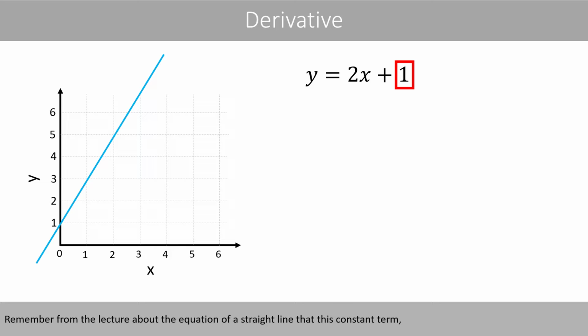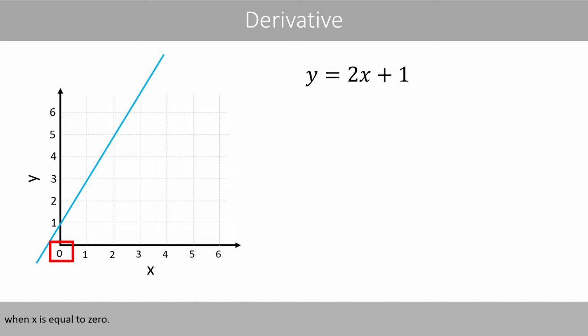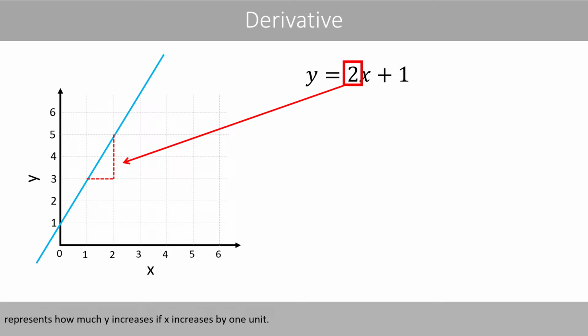Remember from the lecture about the equation of a straight line that this constant term represents where the line intercepts the y-axis when x is equal to 0, whereas the coefficient in front of x represents how much y increases if x increases by 1 unit.